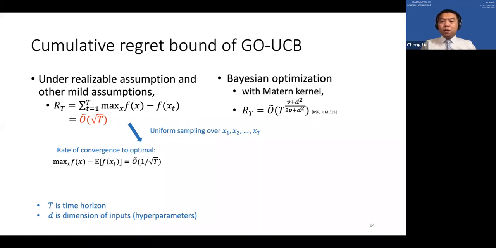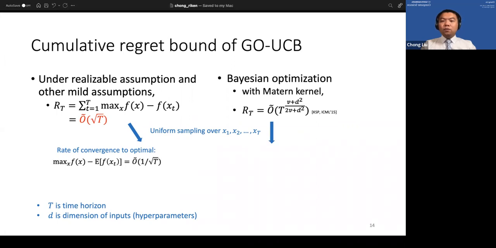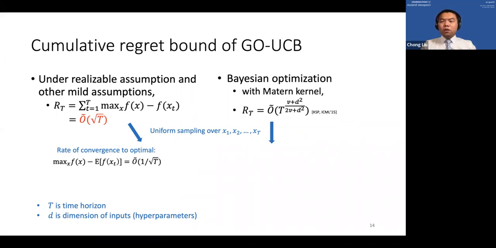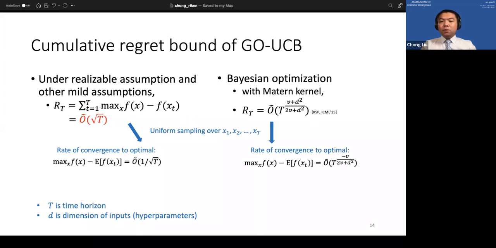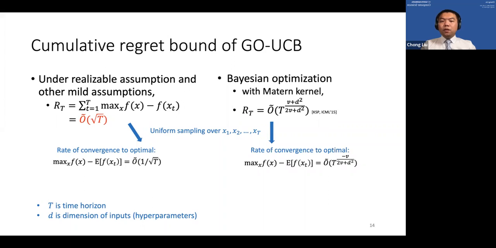a cumulative regret bound, and also doing the uniform sampling over the outputs over x1 until xT, the rate of the convergence to the optimal point is something like T to the power of minus ν over 2ν plus d squared. Here, the ν is something like the constant that is able to describe the Matérn kernel, but please pay attention here. The small d, this is the dimension of the inputs.